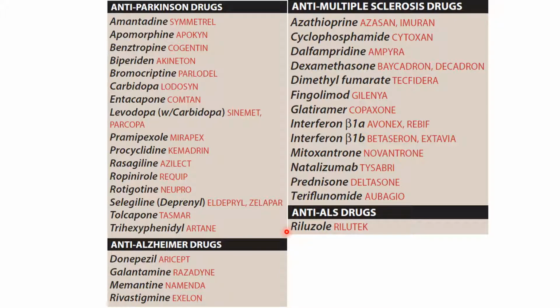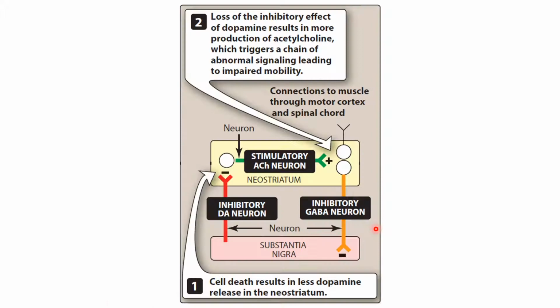For the treatment of amyotrophic lateral sclerosis, riluzole is used. This one is completely new. So these are the classification of the drugs, and we will discuss Parkinson's disease.